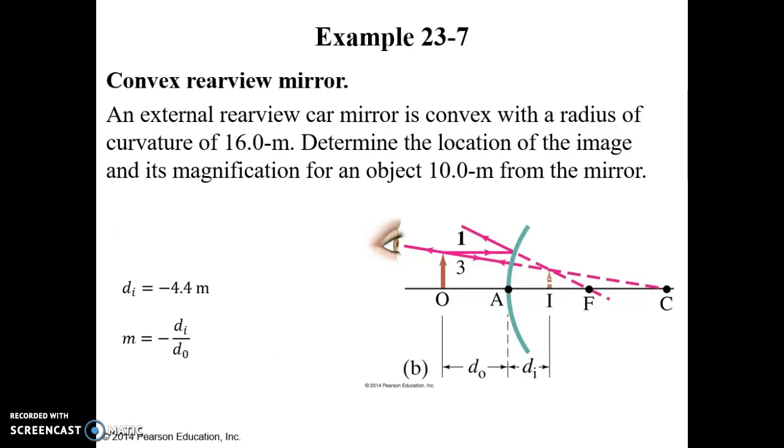For magnification, we'll use this equation. The image distance is -4.4 meters, the object distance is +10 meters, and the magnification is 0.44 of the object. So the image is smaller than the object's height and upright since the magnification is positive.